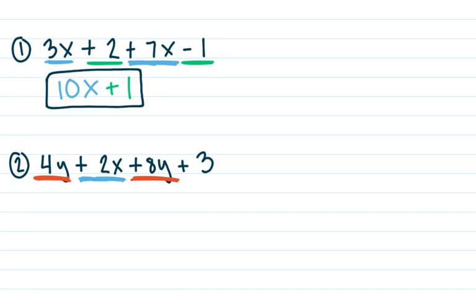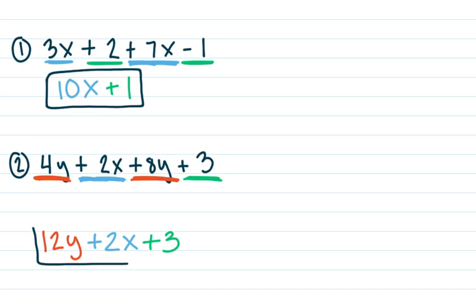Now, y and y, same variable there, so I can add all of my y's together. That's going to be a grand total of 12y. Now, I don't have any other y's. I don't have any other x's. So those two x's, that's all there is. And then if you look at the very end, I have a plus 3, and there are no other numbers without variables. So I can't add that plus 3 to anything. And so my final simplified expression is going to be 12y plus 2x plus 3.